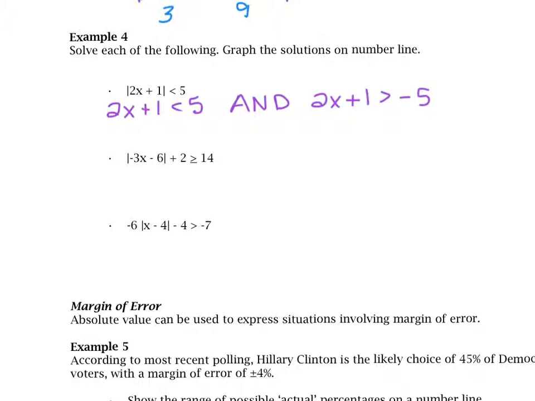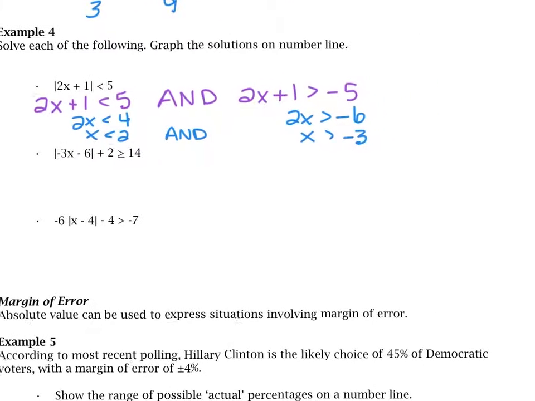Just to solve this real quick, I would subtract 1 from each side, so I'd have 2x is less than 4, which would mean x is less than 2. And on this one, if I subtract 1, 2x is greater than negative 6, which means x is greater than negative 3. Okay?